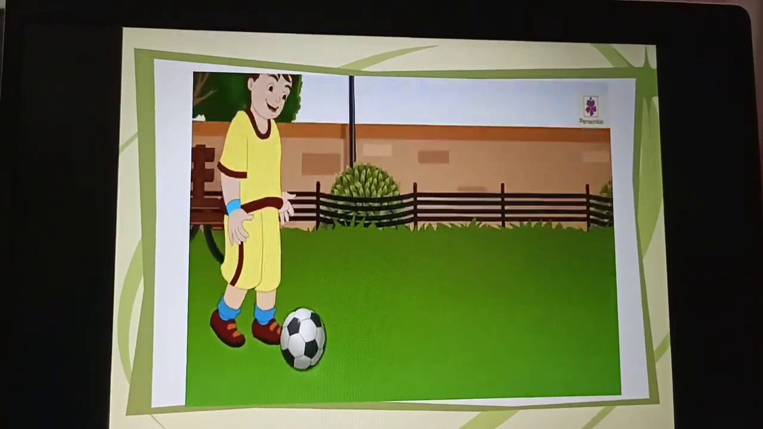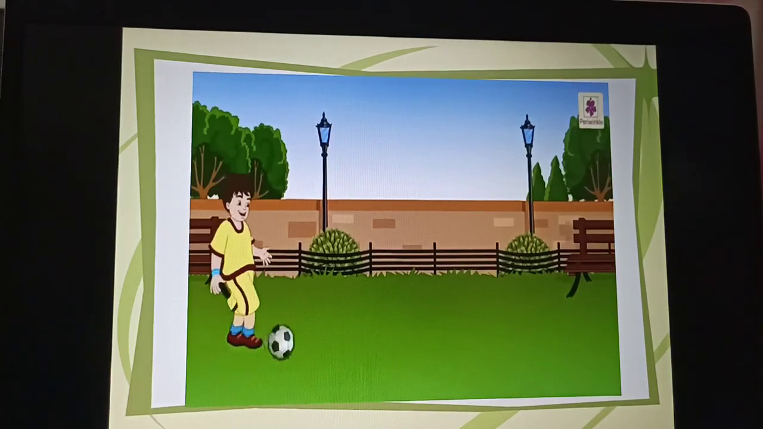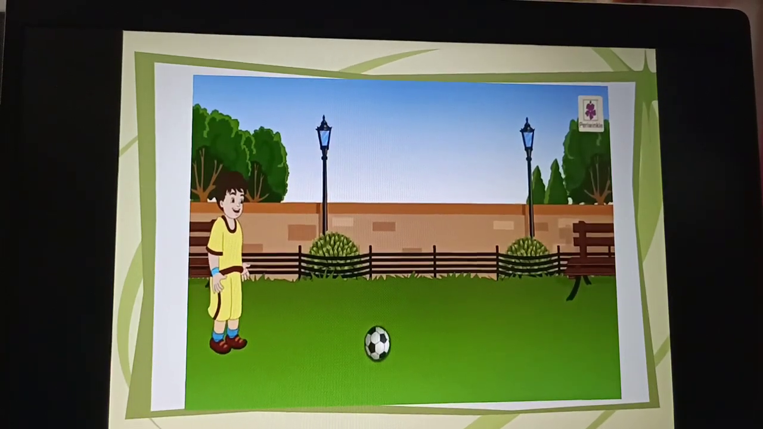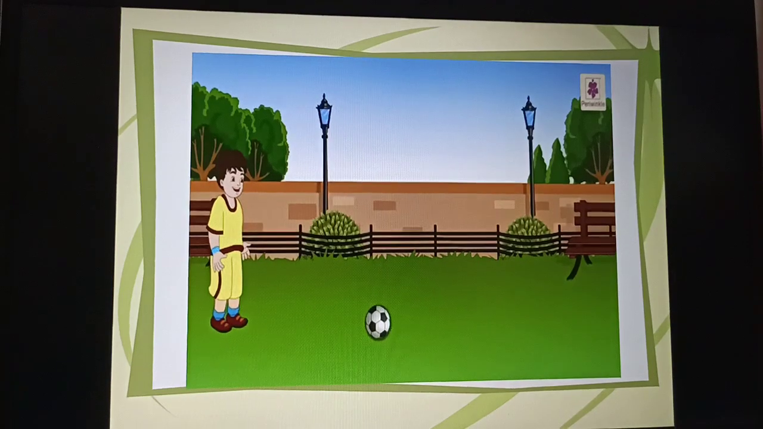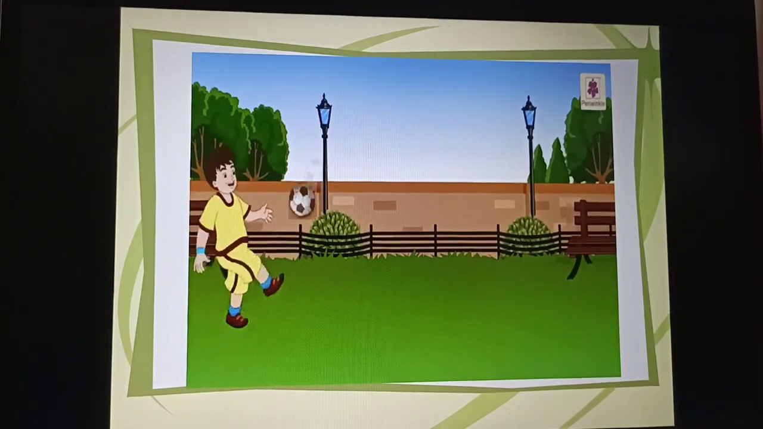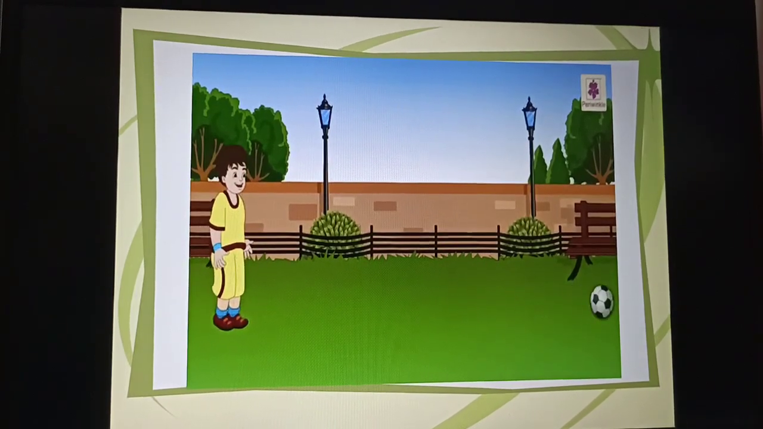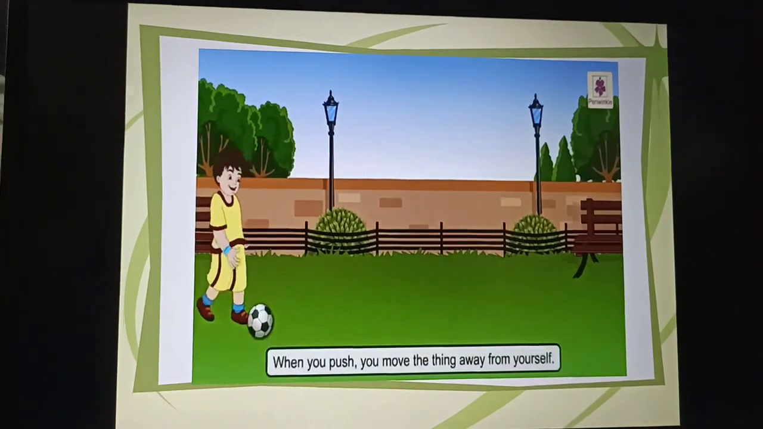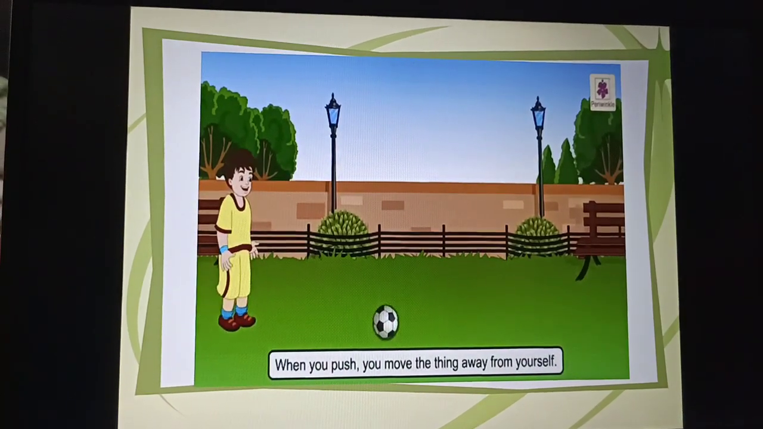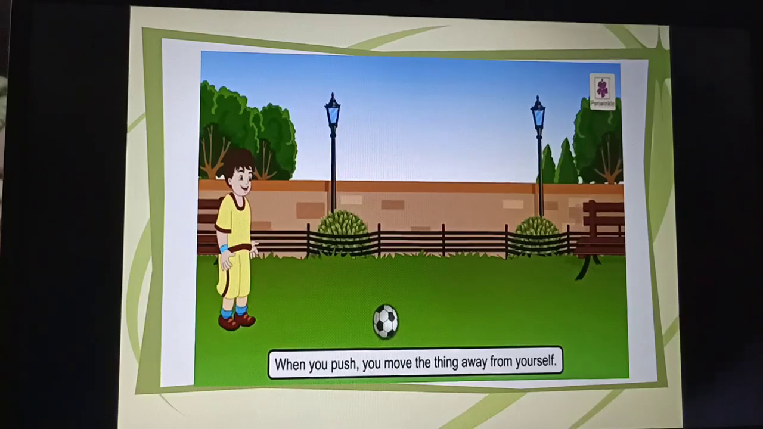Look, is the ball moving? No. The ball will move only when he pushes it. A small push will move it a short distance. A large push will move it farther. Thus, when you push, you move the thing away from yourself.